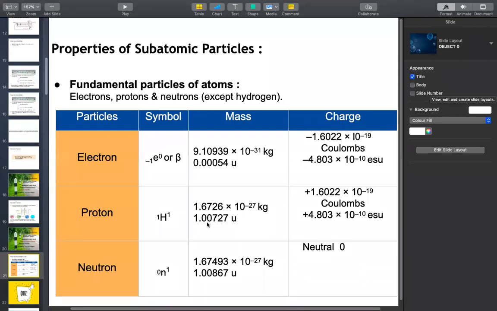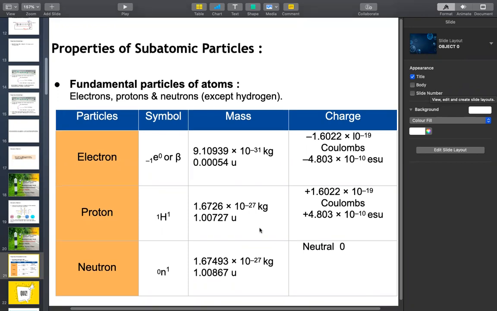So in atomic mass unit, proton mass will come out to be 1.00727 U. This means you just write 1 U. It is almost 1 U is the mass. Similarly, the mass of neutron is 1 U, because kg has been converted into atomic mass unit. Got it, guys?